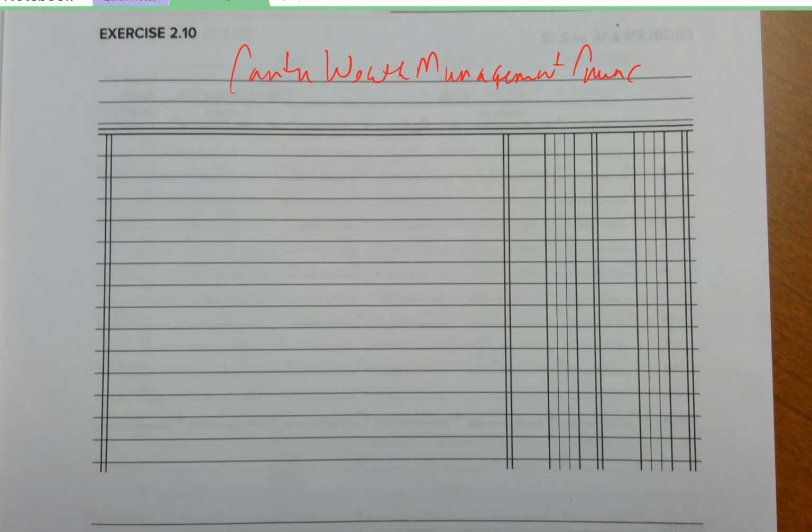Consulting, not counseling. And the second line is what? Statement of owner's equity. And the last line is month ended September 30th.